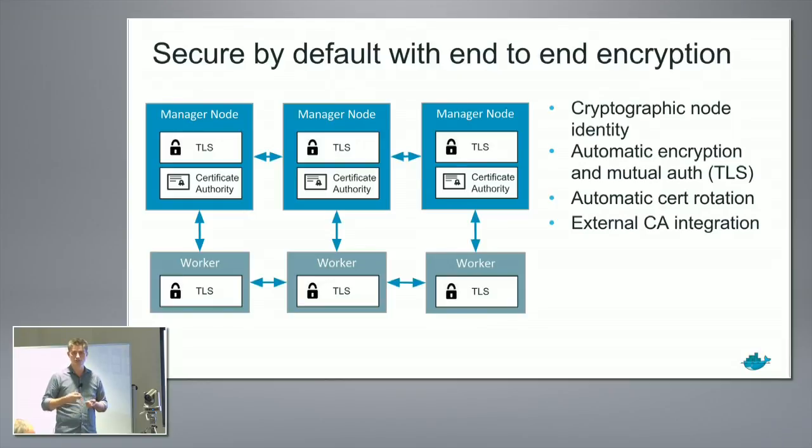All the communication is encrypted. We use what we call the cryptographic node identity. So every single machine in the cluster has a certificate with a public and private key, and basically the fingerprint of that certificate is the identity of the machine. So it's guaranteed to be immutable and guaranteed to be correct by the certificate.